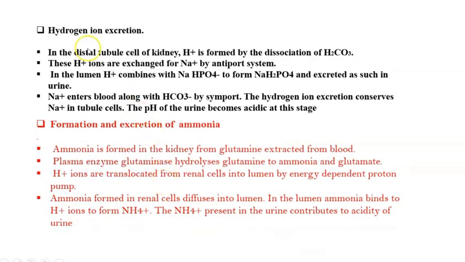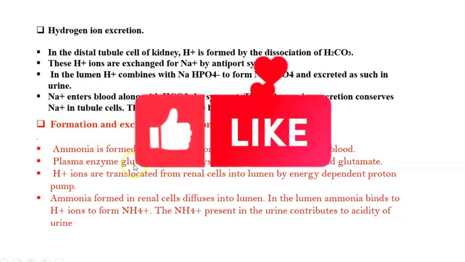Number 3, how hydrogen ion is excreted after dissociation at the distal tubes of the kidney. What happened? Through the antiport system, in opposite directions, the hydrogen ion at the lumen combined with the phosphate buffer, and is then excreted in the urine. And finally, I talked about the formation and excretion of ammonia, with the help of these enzymes, glutamine.